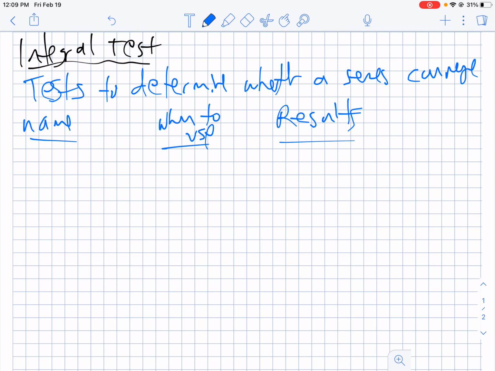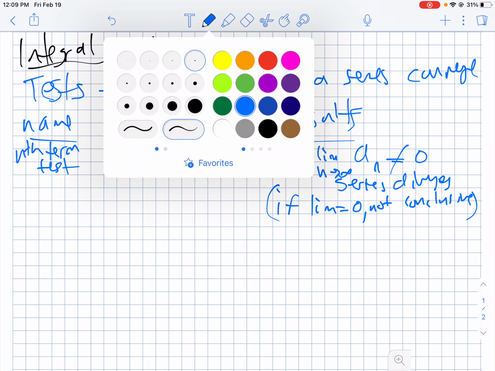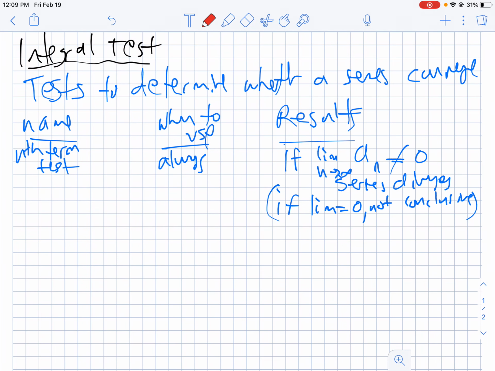In our last lesson, we talked about the nth term test, or the series divergence test. This is something you can always use, but the results are basically this: if you take the limit as n goes to infinity of that term, and that limit does not equal 0, the series diverges. Of course, the unfortunate part was that if the limit of the terms did equal 0, it was not conclusive. It didn't tell us anything one way or the other. What we're going to learn about today, our brand new thing, is the integral test.